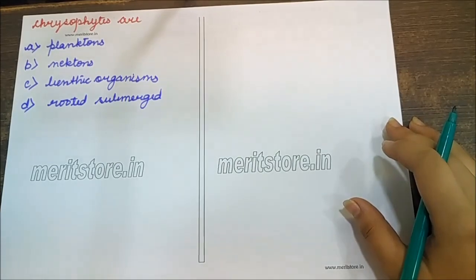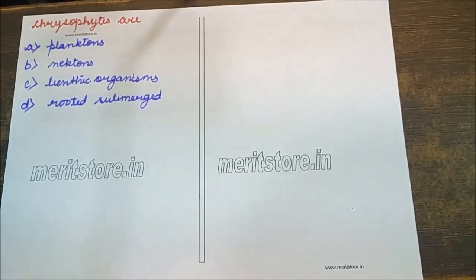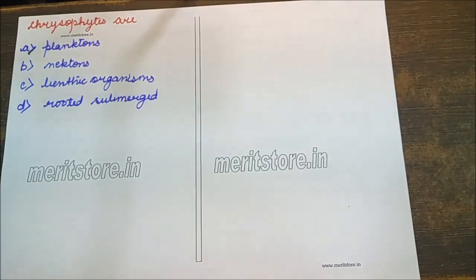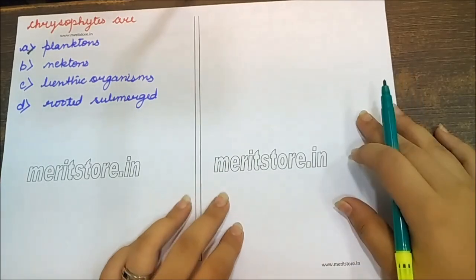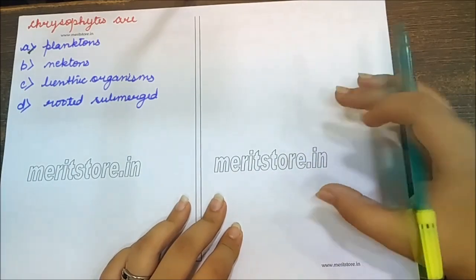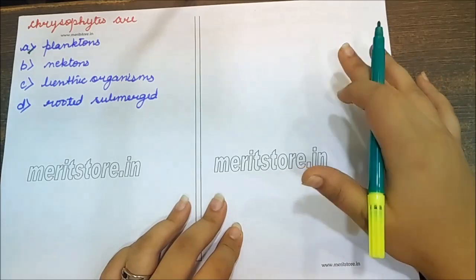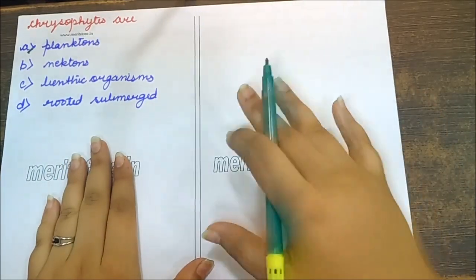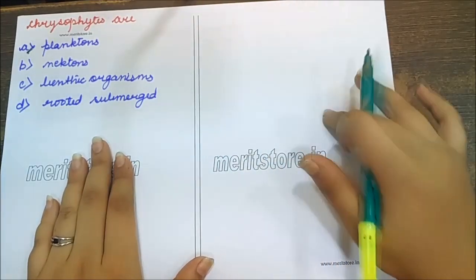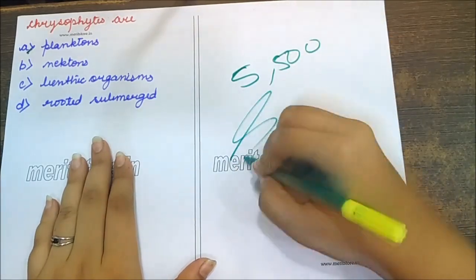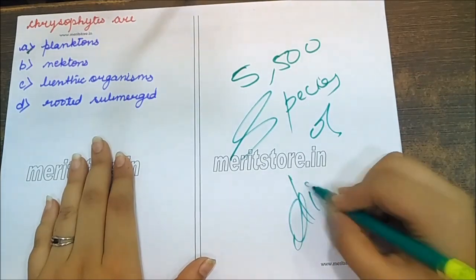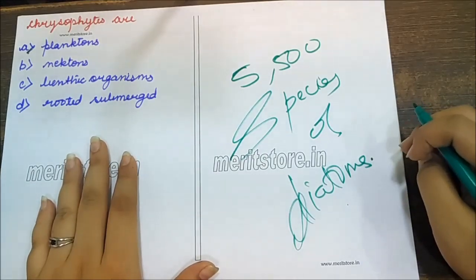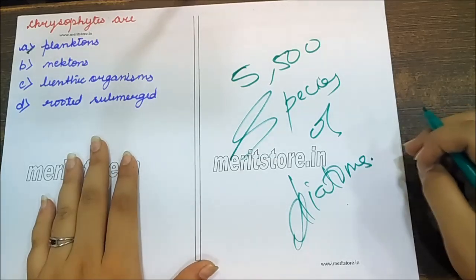Chrysophytes are planktons, nektons, benthic organisms, or rooted submerged. And the answer for this is planktons. Let's know how. Diatoms are very important photosynthesizers. About half of all the organic matter synthesized in the world is believed to be produced by them. Diatoms are probably the most numerous of all plant-like protists. Because of this abundance, they are one of the most important primary producers of the sea. There are about 5,500 species of diatoms. Mainly marine, the diatoms constitute an important phytoplankton component of the ocean.